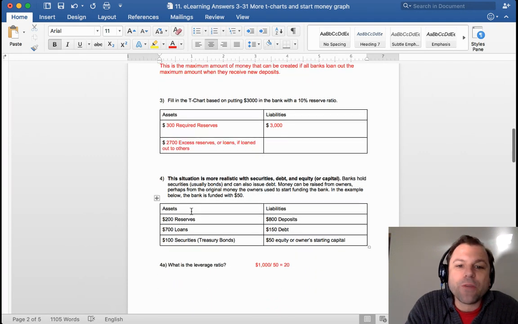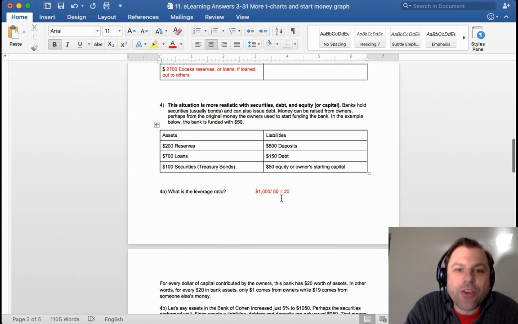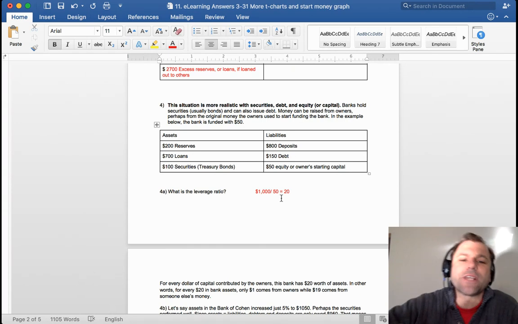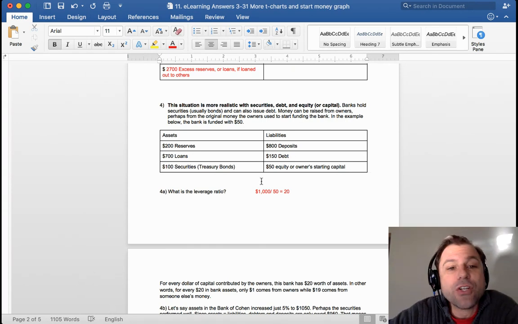Then we get into a little bit more complex situation. We have the leverage ratio here. I gave this to you. I didn't ask you to figure this out last time, but I did highlight it in red just to point out what it is. So your leverage ratio, and I probably should have just defined it for you the first time around, is overall assets over the initial equity.